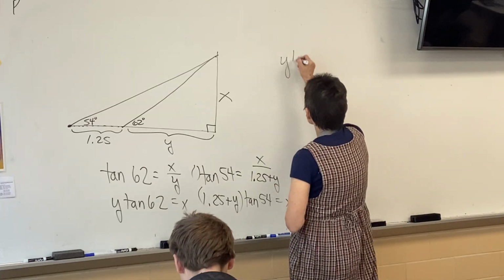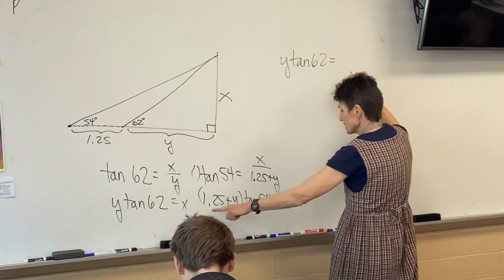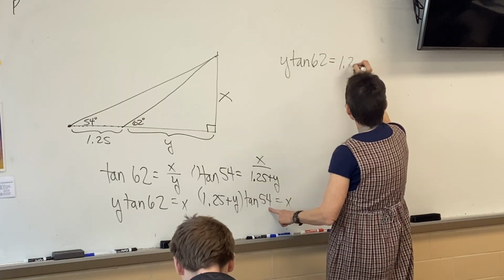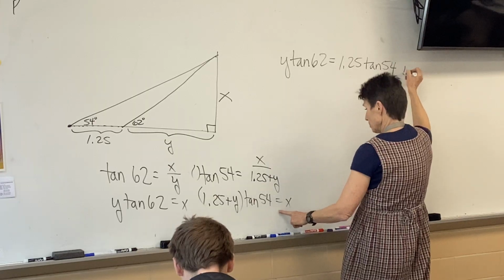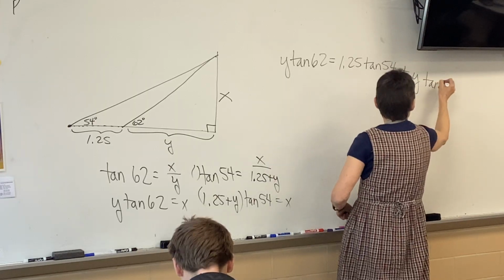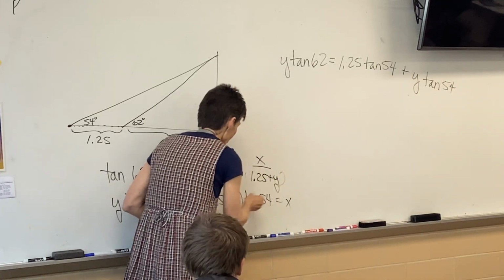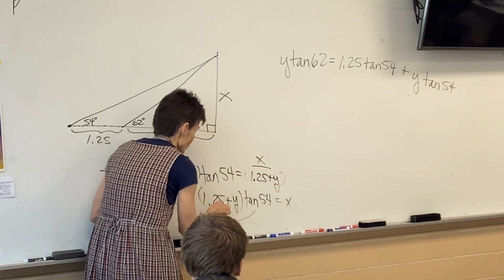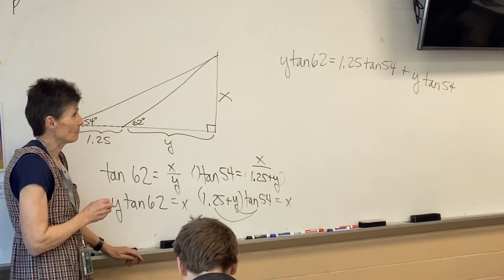So y tan 62 equals, I'm gonna distribute this. So 1.25 tan 54 plus y tan 54. This is a quantity, 1.25 plus y, so I'm going to distribute tan 54 times those pieces.